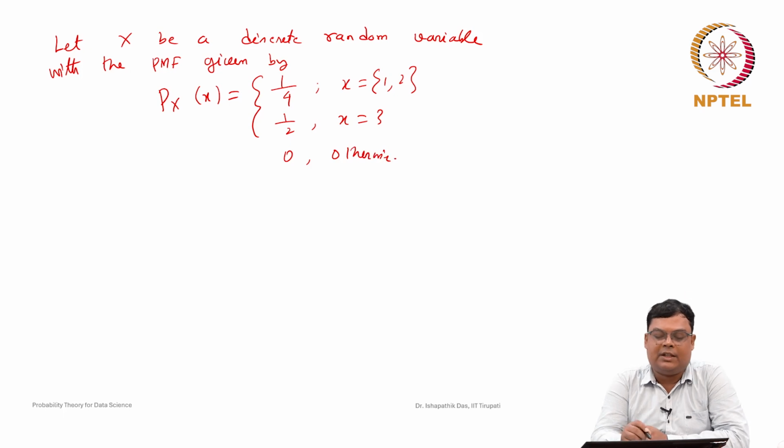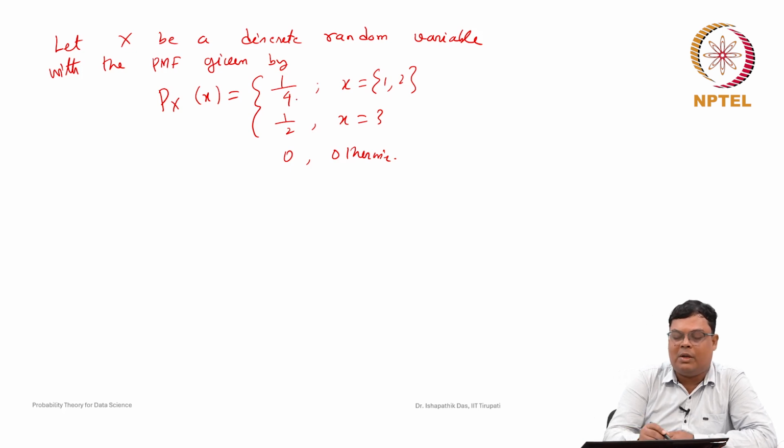You can check that this is a probability mass function because it is always greater than or equal to 0, and if you take the sum of all the values it is 1. But it is not a uniform distribution because the probabilities are different. For 3 it is 1/2, for 1 and 2 it is 1/4. So, what will be the mean and variance?